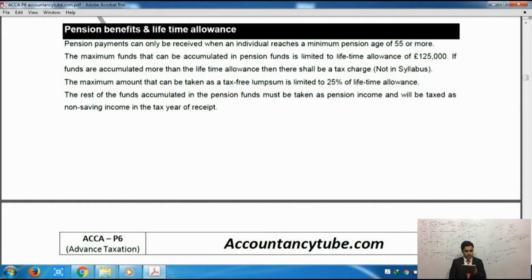Alright? So if the funds accumulated are more than the lifetime allowance, then there shall be a tax charge, not in the syllabus, as I said. The maximum tax-free lump sum you can get is 25% of the lifetime allowance. The rest of the funds accumulated in the pension fund must be taken as pension income, and it will be taxed in the non-savings income in the year of receipt.